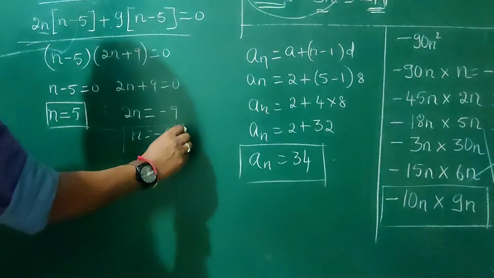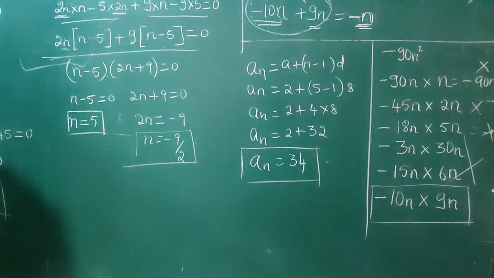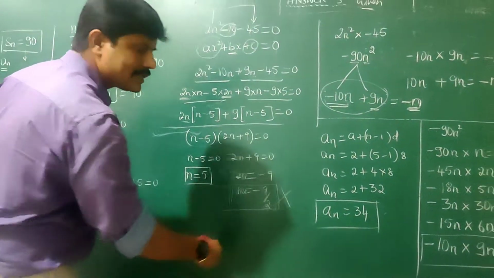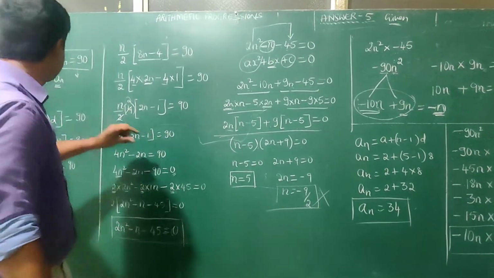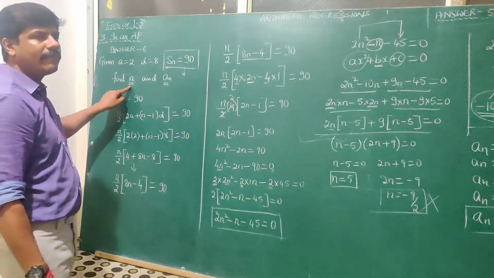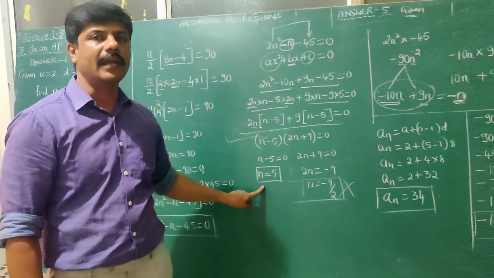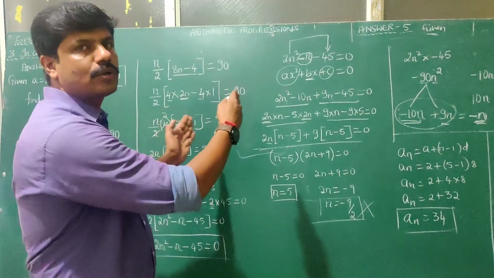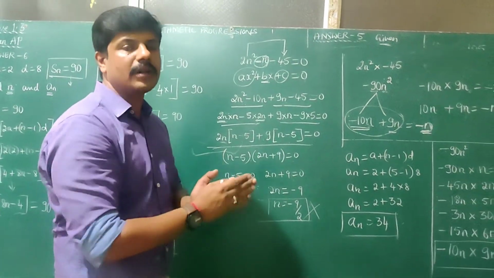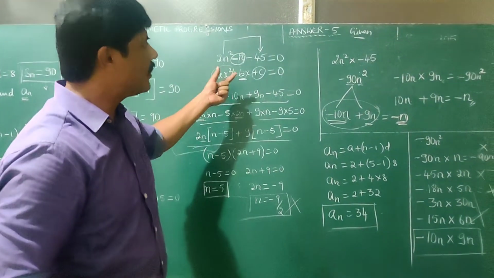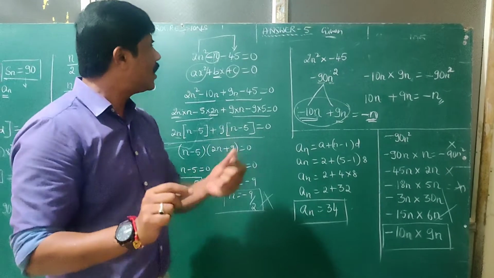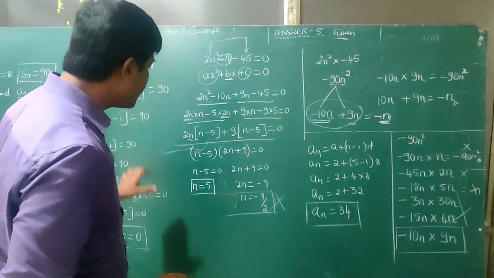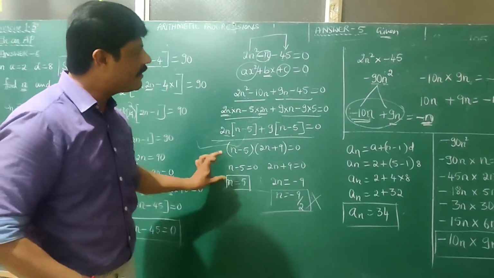But n equals minus 9 by 2 is meaningless in this arithmetic progression. Therefore we are rejecting this and taking the other value of n. Thus we have got what is asked: find the value of n. We have found the value of n. This is a very difficult process we have come across. For this you should have knowledge of quadratic equations, which you are going to learn in detail when I take up the quadratic equation chapter. Understand, children? Now n equals 5 we have got.